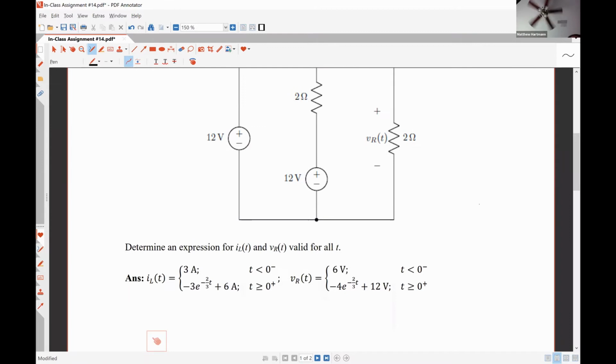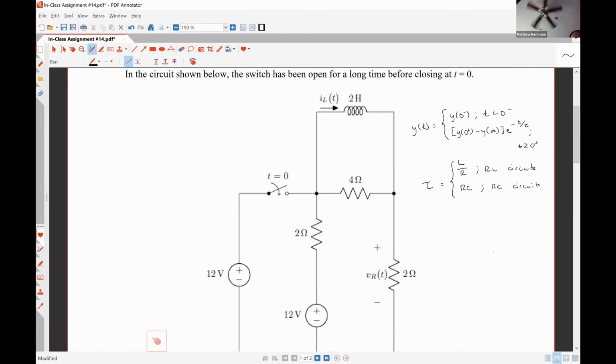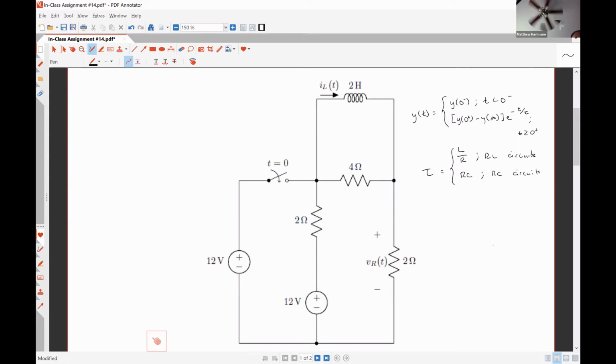How much room do I have here? Not a whole heck of a lot. So let's look at it on the left-hand side of the screen. At t equals 0 minus, that switch is open. So this 12-volt source isn't actually doing anything, so I'm just going to conveniently not draw it. What we should have is our middle 12-volt source connected to a 2 ohm resistor. Here's our 4 ohm resistor. Here's another 2 ohm resistor.